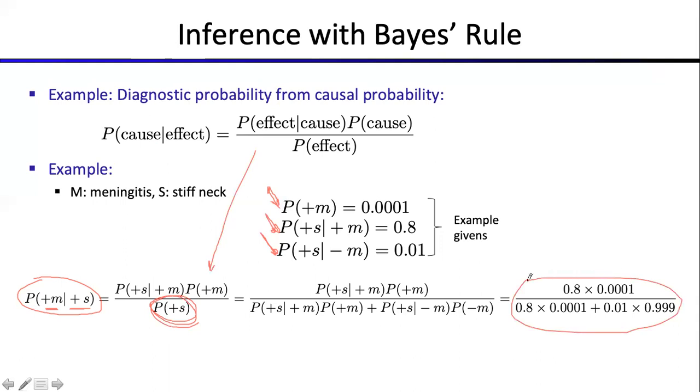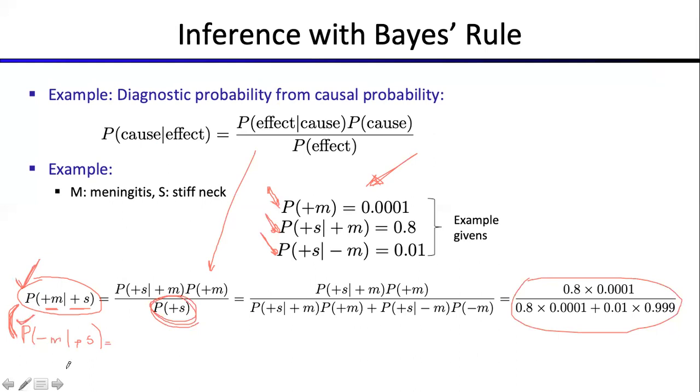Okay? And similarly, you can find out the probability of no meningitis given stiff neck. Okay? So this could also be found, provided you have got enough data here. And what would be the answer, whether the person is suffering from meningitis or not? Whosever probability is higher. So if this probability is higher, then we'll say that the person is suffering from meningitis. And if this probability is higher, then we'll say that the person is not suffering from meningitis.